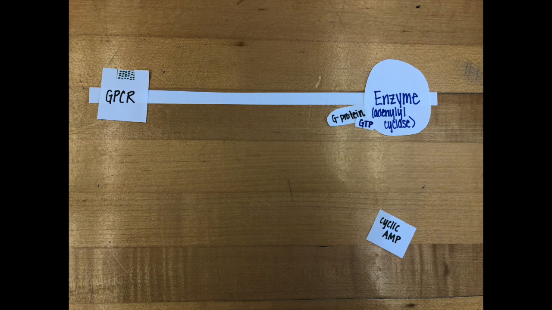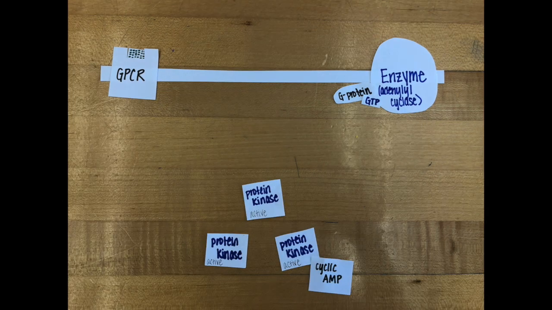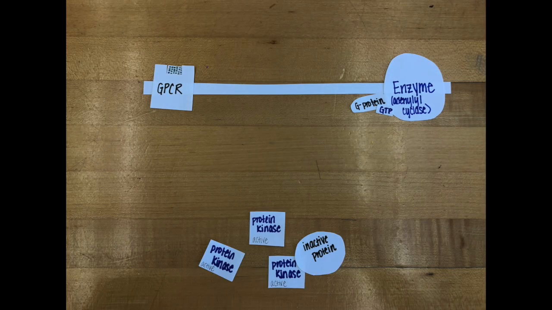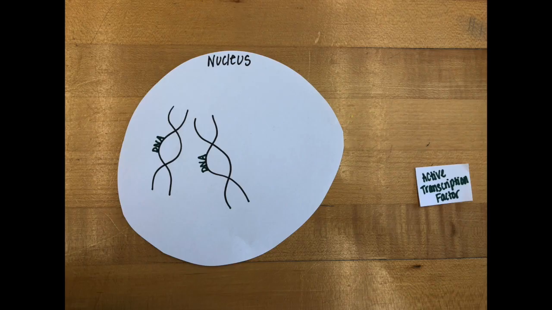The second messenger, cAMP, is produced, which causes an activation of protein kinase A in a cascade. The result is the activation of proteins that act as transcription factors in order to produce proteins to inhibit the response.